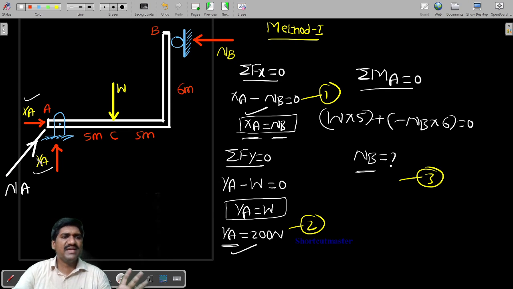Now since I am placing this NA, you can remove this X and Y. Now totally how many forces are acting? 1, 2, 3. Totally 3 are acting on the body. Now when 3 forces are acting on a body, all the 3 should meet at a point. Then only the body will be in equilibrium.